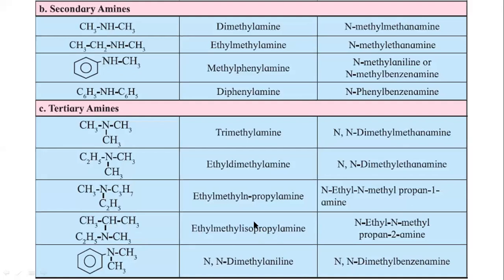So the common name is very easy, but the IUPAC name is quite interesting. N-ethyl, because alphabetically E comes first. That's why it is N-ethyl. Then N-methyl. And this is propan-2-amine. Now, why is it propan-2-amine? Because this chain is considered the longest chain. On the second carbon, there is an amino group, nitrogen attached. That's why it is called propan-2-amine.